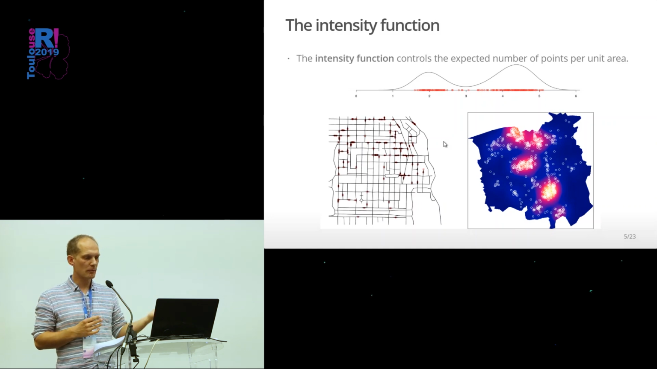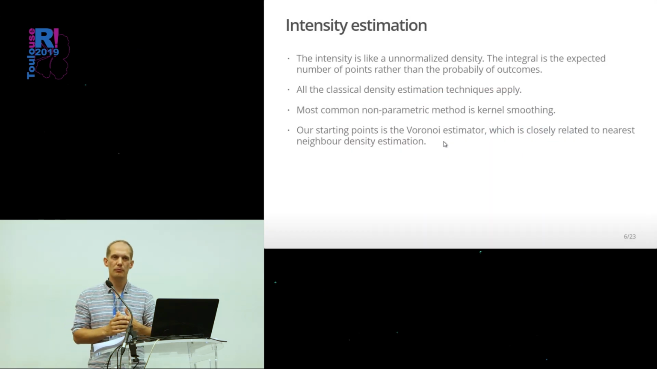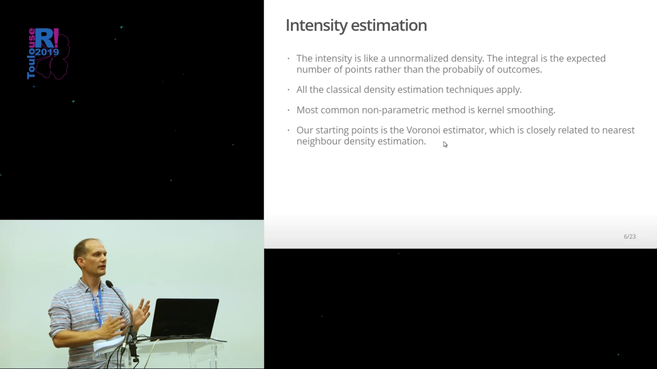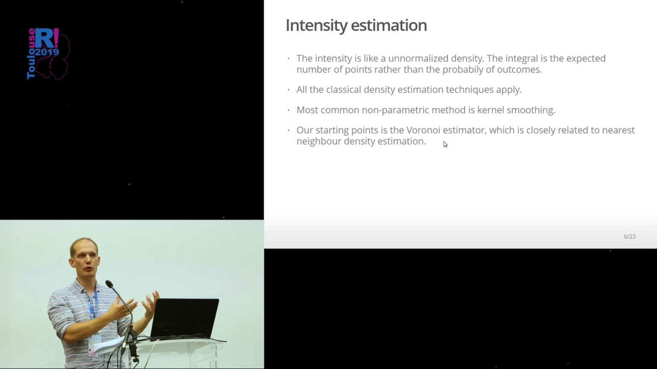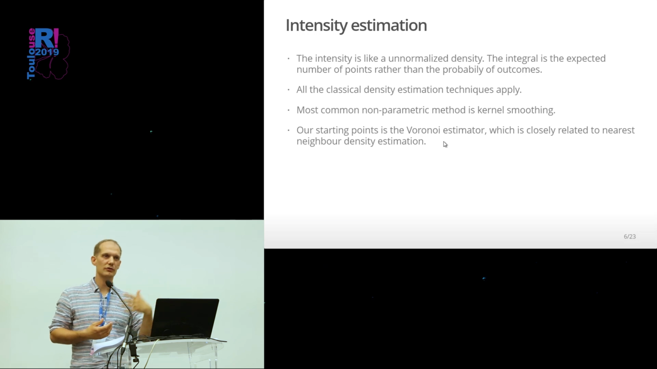So how do we go about, given just the points, estimating the intensity? Of course, there are many different ways to do this, and I'll talk about one specific method. Basically, we just have an unnormalized probability density. Rather than integrating to the probability of something happening in this area, it integrates to the number of points occurring in this area. So if you can figure out how to do density estimation, well, you can also do intensity estimation.